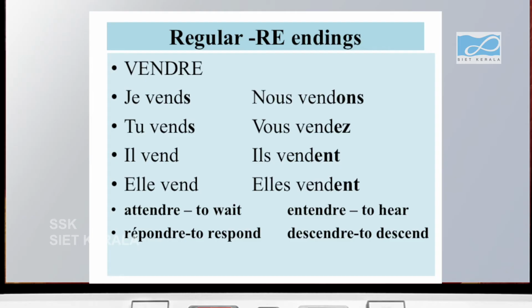You have another verb there, répondre, to respond. So all the verbs mentioned there follow the same rule. Entendre, to hear. Descendre, to descend or to come down. So all these verbs follow the same rule. You delete RE and you add the endings S, S, nothing, ONS, EZ and ENT.